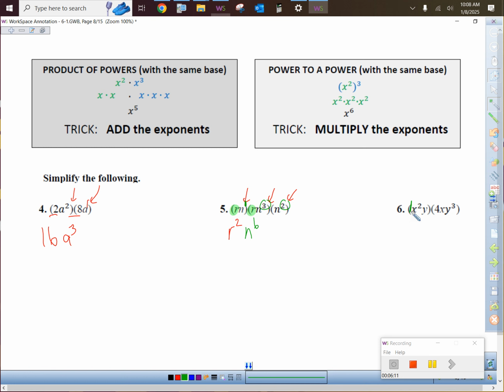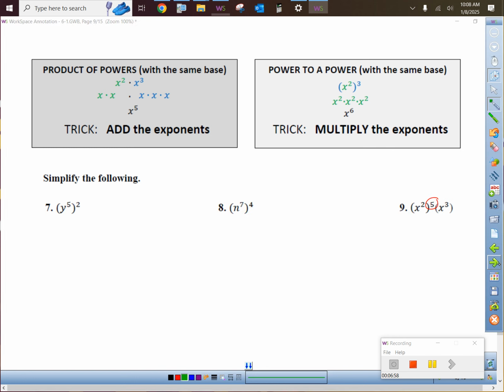Numbers times numbers, x's times x's, and y's times y's. And check it with mine. 1 times 4 is 4. X squared times x to the first is x to the third. Are we cool with that? And then y to the first times y to the third is y to the fourth. Rock and roll. The most challenging part about this is typing it into the computer, and a typo means everything. So watch your typos.